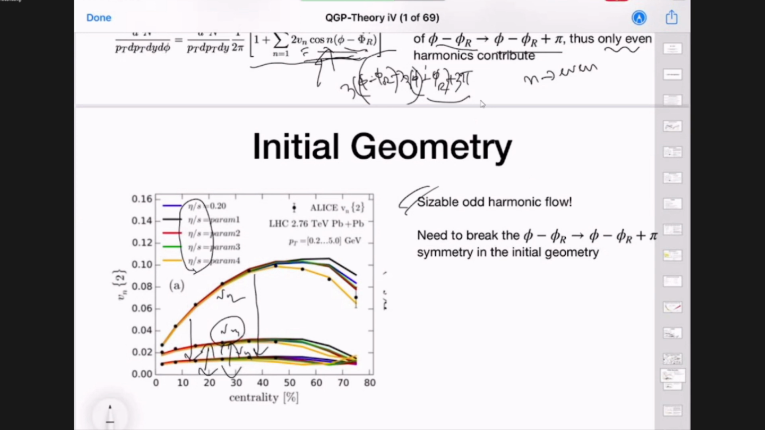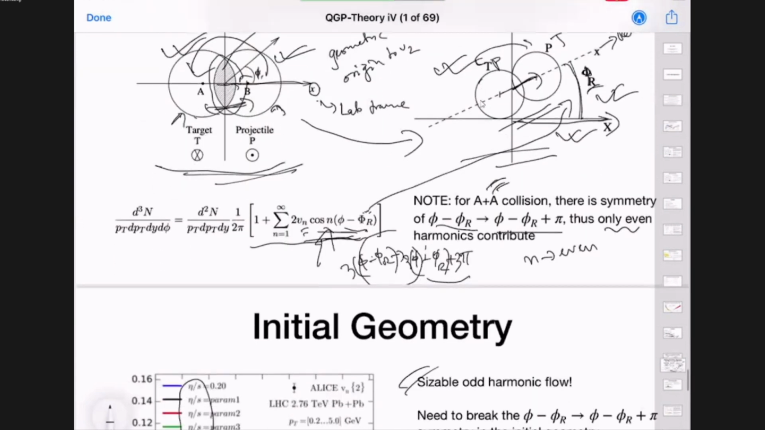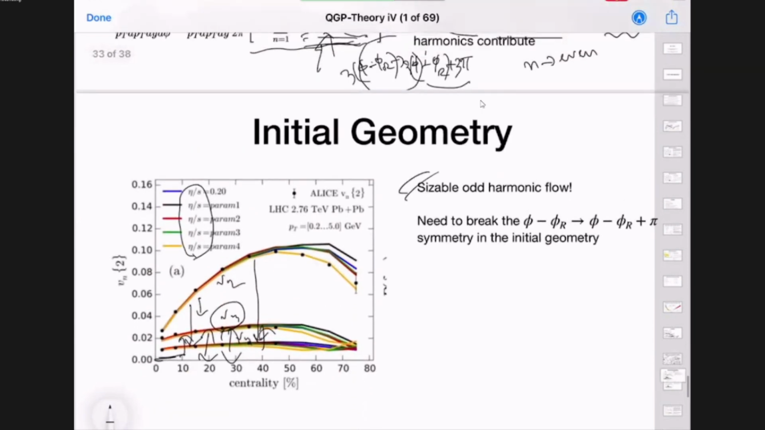So it can be smaller than v2, but it is definitely not zero. It is significantly away from zero, and one has to accommodate this. So if you now start with the initial condition of this type, no way are you going to get that non-zero v3, okay? So you need to break the phi minus phi r to phi minus phi r plus pi symmetry in the initial geometry.